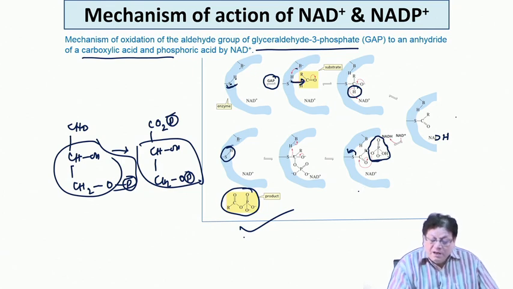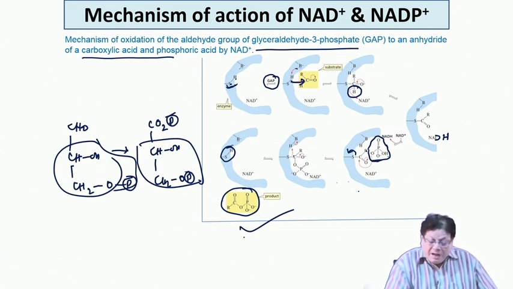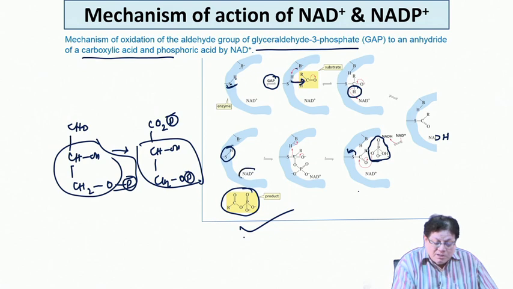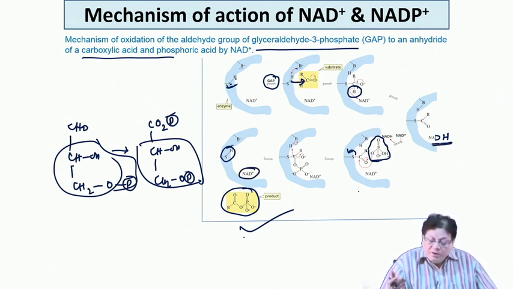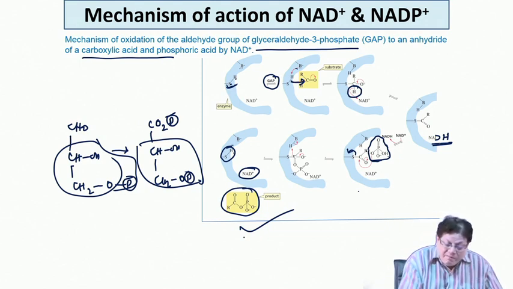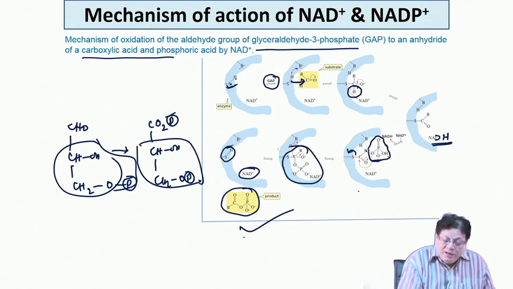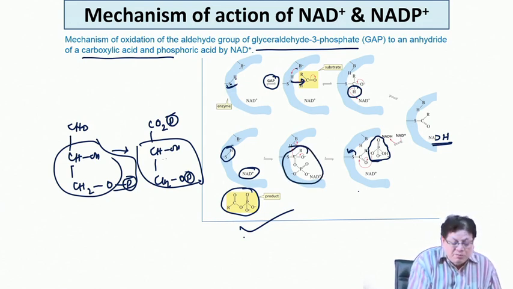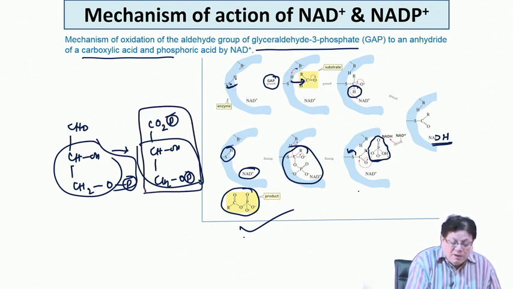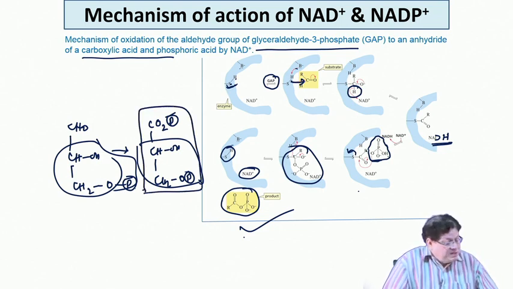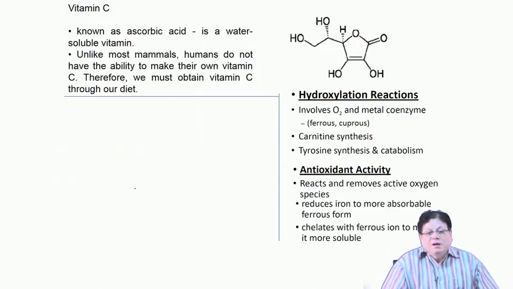NAD plus, and then actually initially it will be NADH, but that will be later on oxidized to NAD plus, and then SH. You get your product after the expulsion of the carbon sulfur bond, you get 1,3-phosphoglycerate.